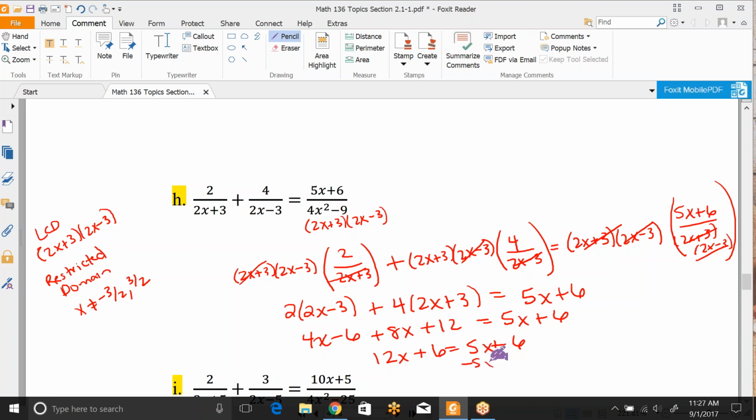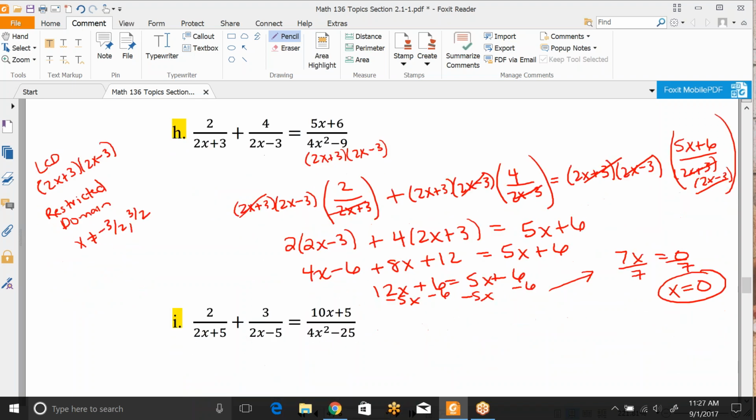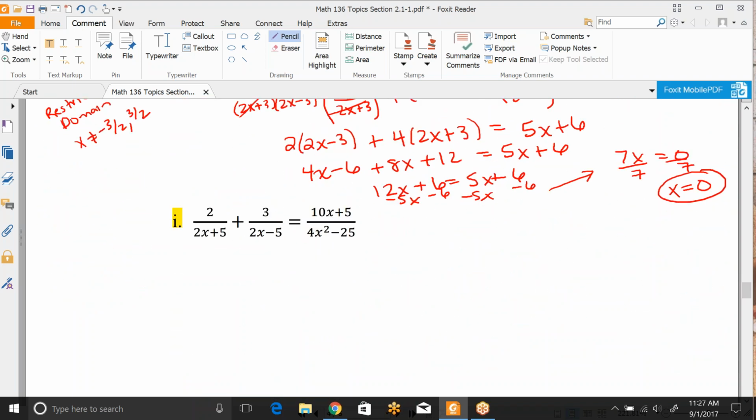Subtract over the 5x. That would be 7x. Subtract over the 6 to be on the other side, and that would be 0. A lot of students want to say that this is no solution. As long as you still have an x, you have a solution. So if we divide 0 by 7, x is actually the number 0. And since that's not negative 3/2 or 3/2, we're okay. So it is possible for 0 to be the solution of your equation.